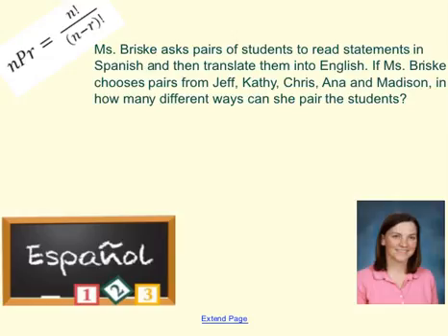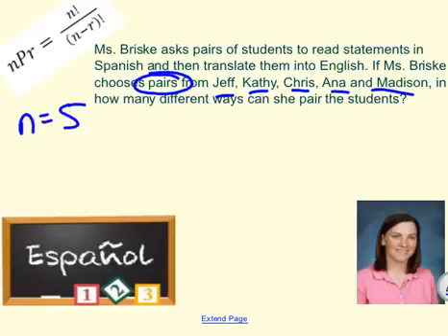Moving on. Español. So that must be Miss Brisky. I wonder if she was a teacher here one time. Ask pairs of students to read statements in Spanish and then translate them into English. If Miss Brisky chooses pairs, 1, 2, 3, 4, 5. So I see 5 students, so that's my n, and I want pairs, which is 2.